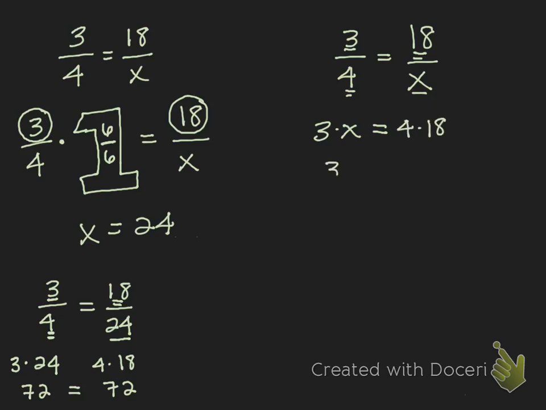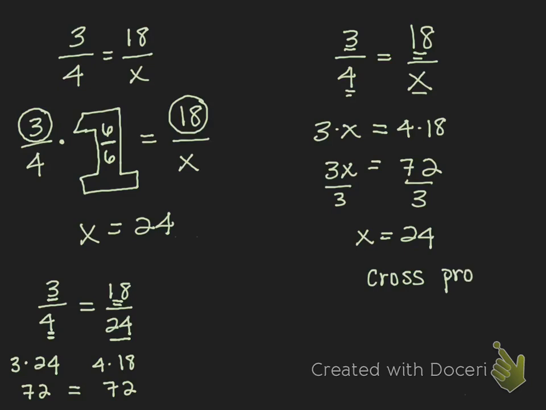3 times x is really just 3x. 4 times 18 is going to give me 72. If I wanted to solve this equation, I would divide both sides of my equation by 3, and I would get, in this case, that x is 24. So, once again, this was called the cross product, and if you use the cross product or cross multiplication, you can solve a proportion as well.